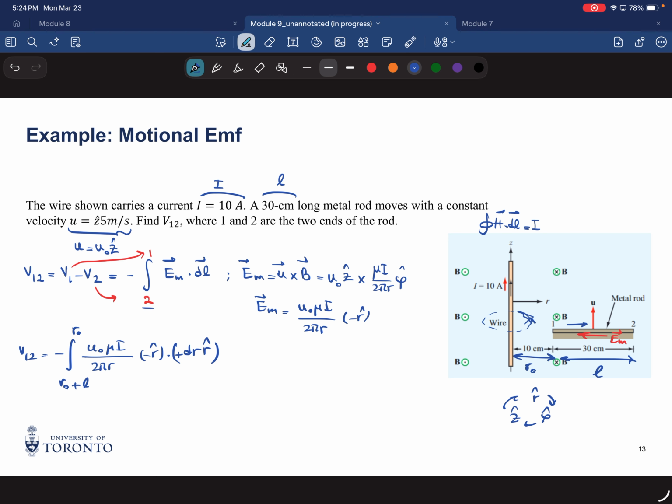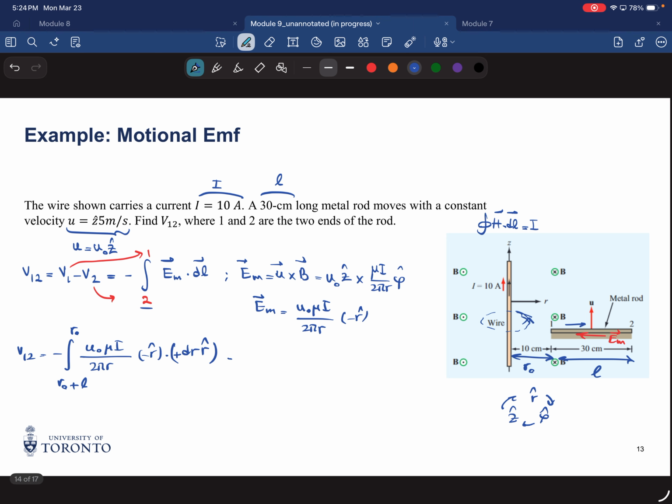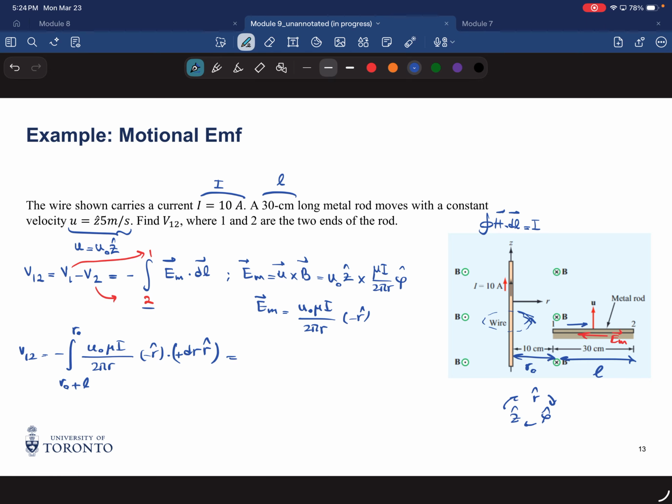Okay? So this is going to be, I have a minus behind the integral and a minus in r hat. So this is going to be u naught mu I over 2 pi ln of R naught over R naught plus L.